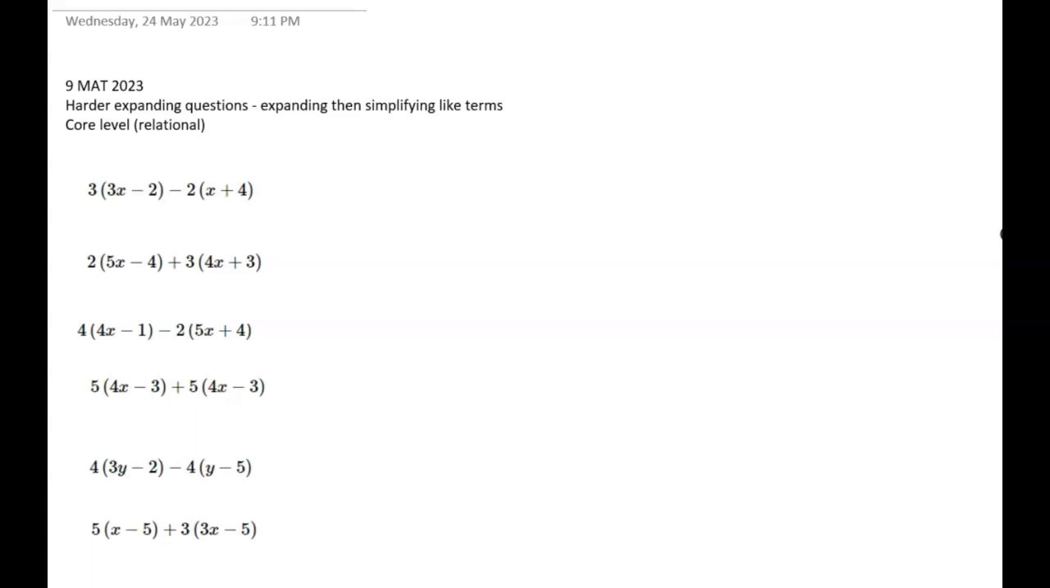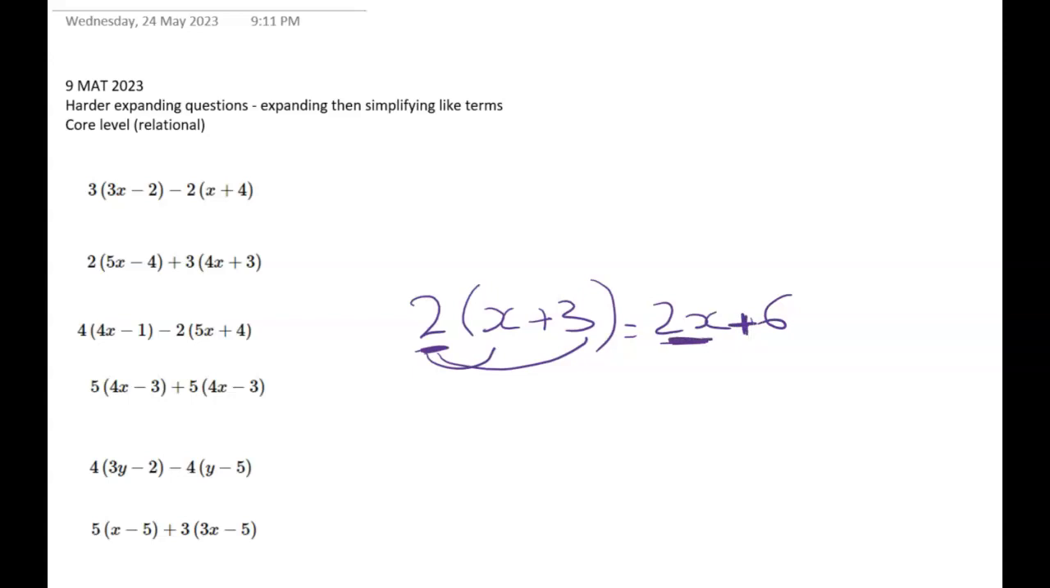Before I get into these ones, I just want to go through how we do basic expanding really quickly. If I've got 2 times x plus 3, when I expand that, I'm doing 2 times the x plus 2 times the 3, which gives me 6. When I finish that one, there's no more simplifying that I can do, because I've got two terms and they are not the same kind of thing. They're like apples and bananas. That's the end of the question.